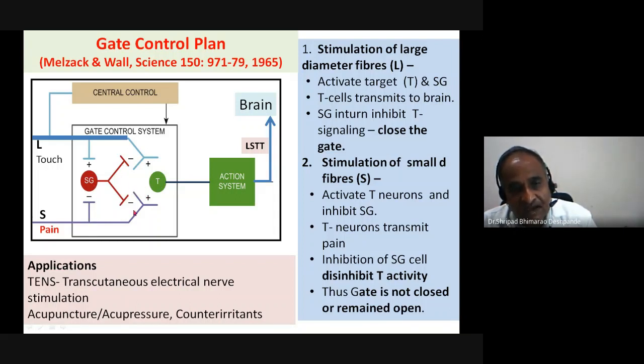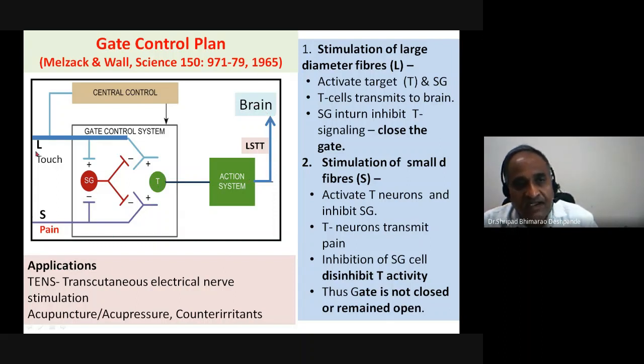Now, this inhibitory transmission is inhibited. This is called disinhibition. It disinhibits the substantia gelatinosa activities. Once it is inhibited, what happens? It will allow the transmission of the impulses. It will not close the gate. It will allow the transmission of the impulses. The pain continues to reach the brain.